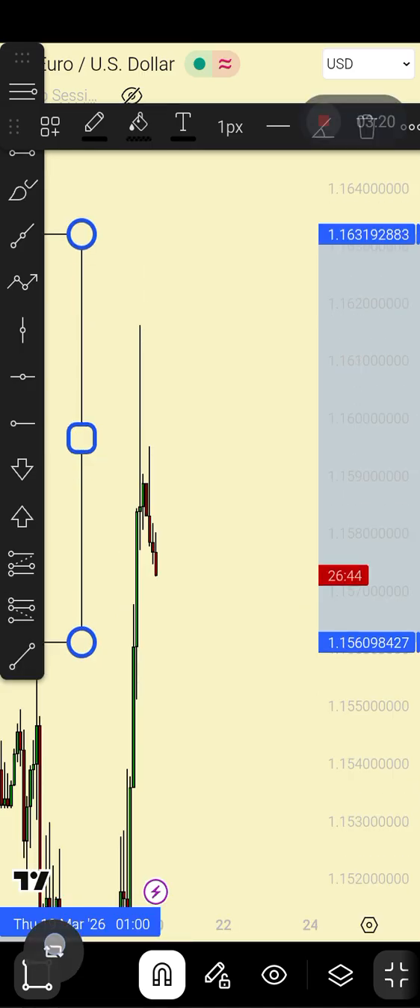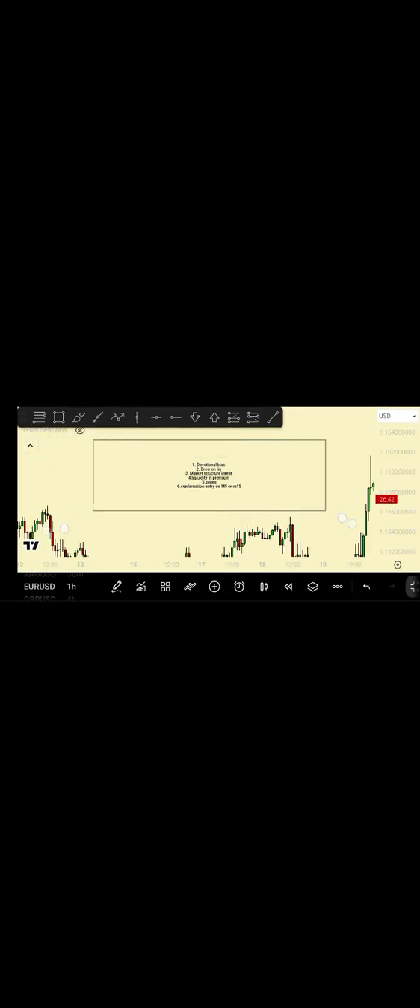This is quite the hell we are going to face here. The first one is directional bias. Second is draw on liquidity. Third is market structure intent. Fourth is liquidity in premium. Fifth is zones, and the last is confirmation entry. Alright, without wasting further time, let's go over to our directional bias part.